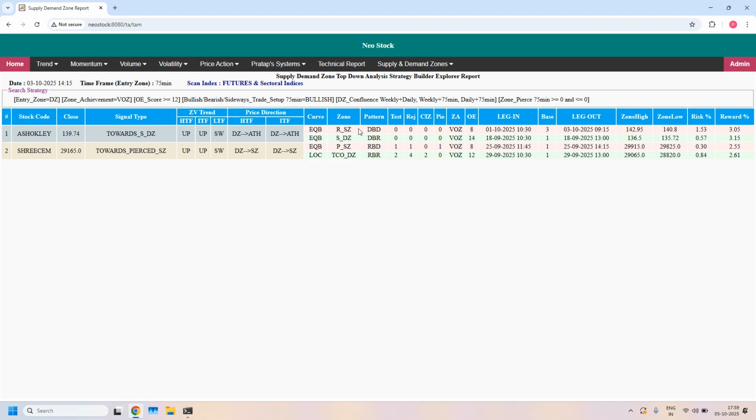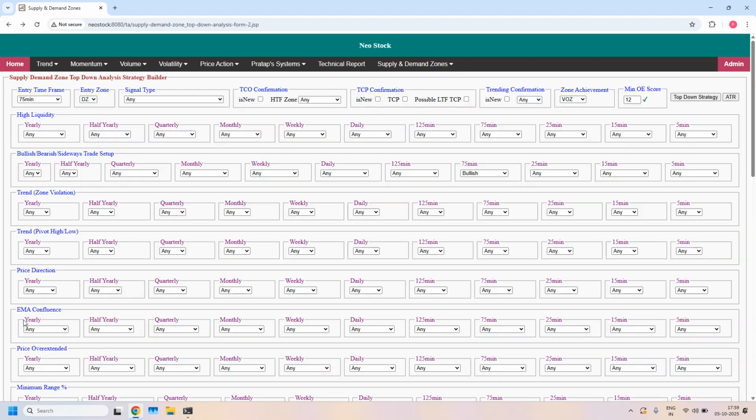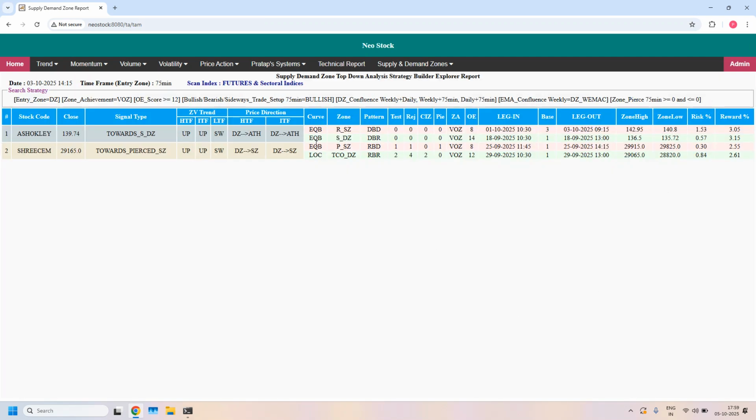So in these 2 stocks, these 75 minutes demand zones are overlapped with daily demand zone. Both together again overlapped with weekly demand zone. And the weekly trend, HTF trend, is uptrend in both the stocks. Let's further filter based on weekly demand zone having weekly EMA confluence. By enabling the filter, we got both the stocks.